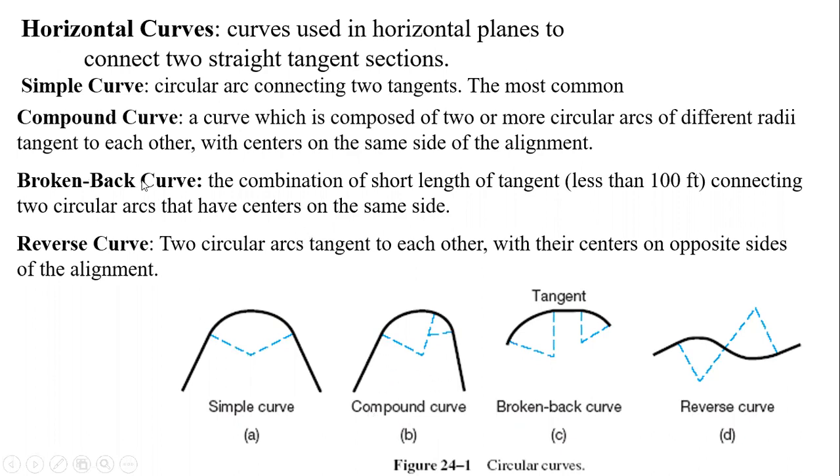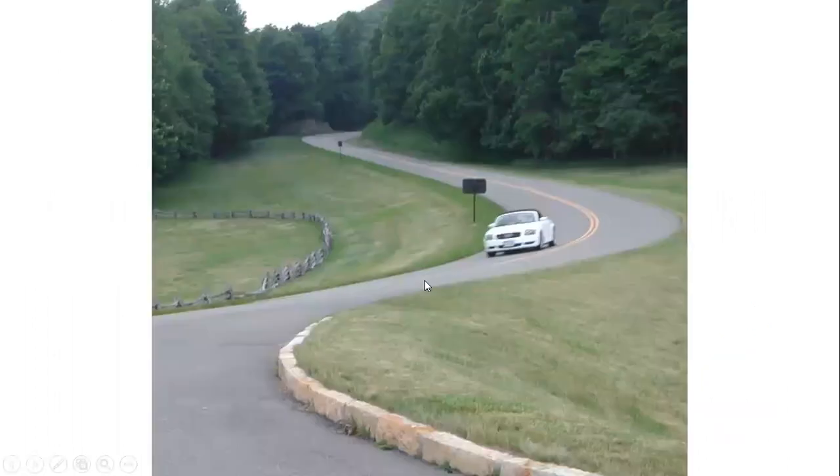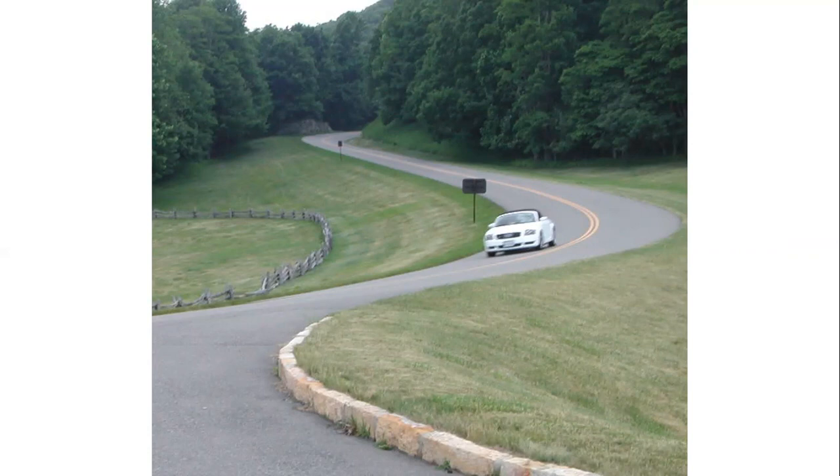Next, broken back. So combination ng short length of tangent, less than 100 feet, connecting two circular arcs that have centers on the same side, just like sa figure C. Next, reverse curve. So two circular arcs tangent each other with their centers on opposite sides of the alignment. Okay, so ito yung typical example no, sa actual ng reverse curve or combination ng mga simple curve and compound.